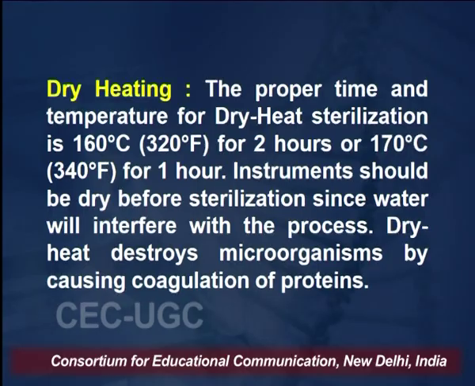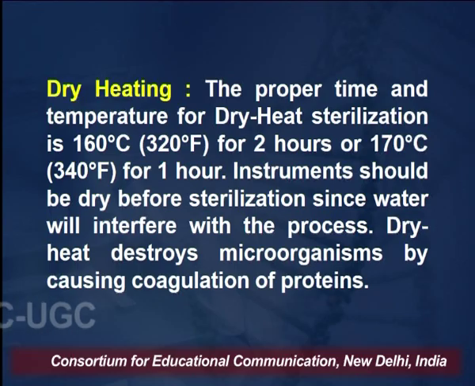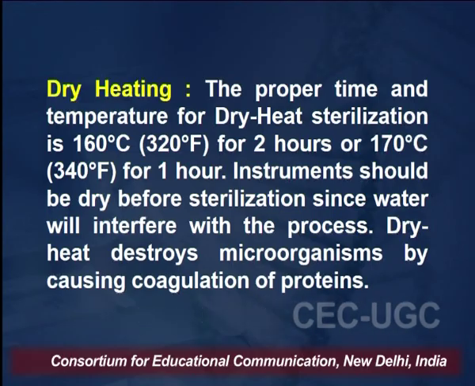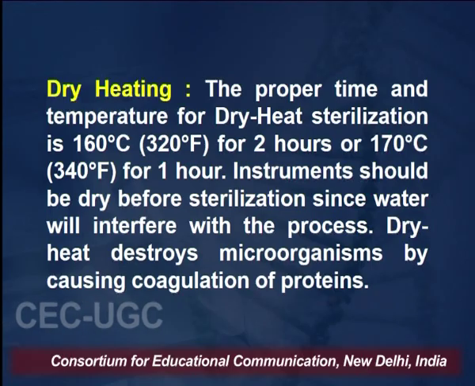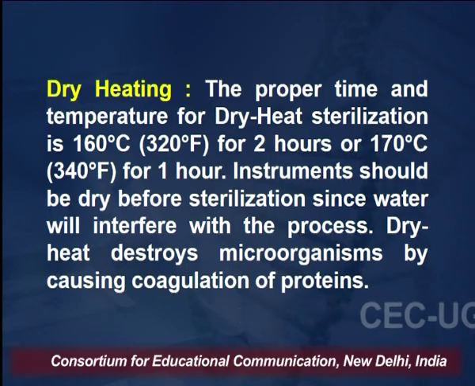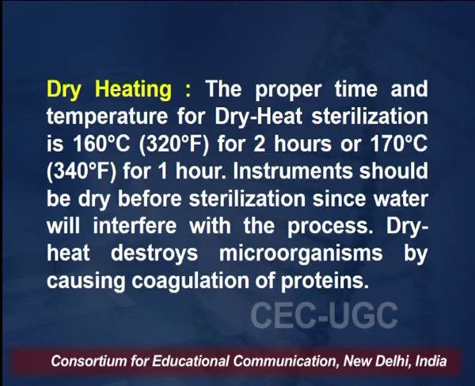The next method is dry heating. For dry heating, two things are most crucial. First is the time for which you are heating your instruments or equipment, and second is the temperature. The proper time and temperature for dry heat sterilization is 160 degrees Celsius for 2 hours, or you can increase the temperature to 170 degrees Celsius for 1 hour. Instruments should be dry before sterilization since water will interfere with the process. Dry heat will destroy the microorganisms by causing coagulation or degradation of their proteins.